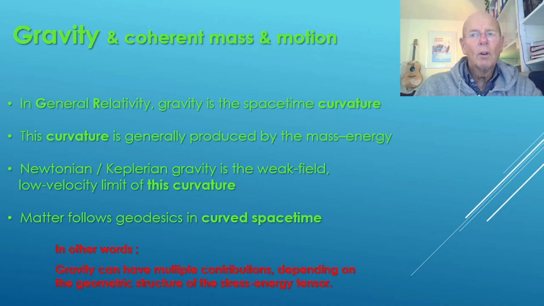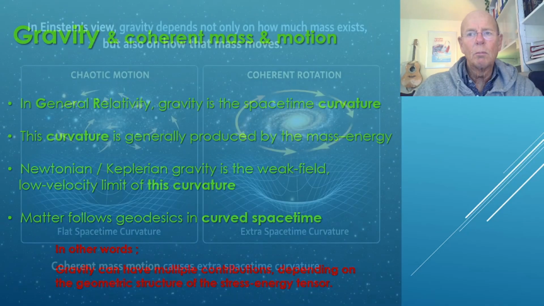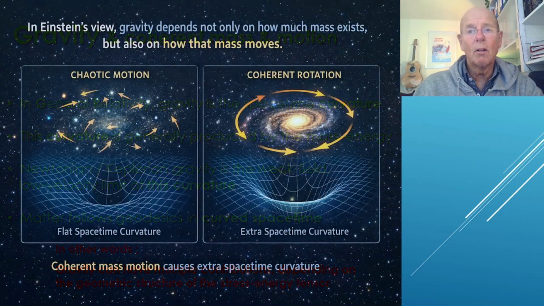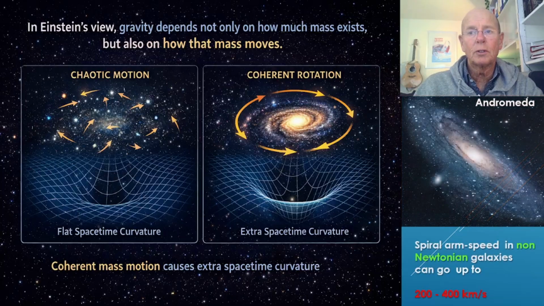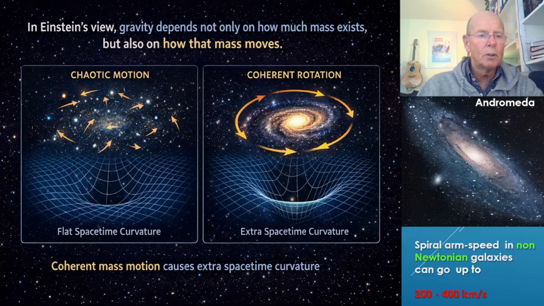The key point of CRAG is as follows. Gravity can have multiple contributions depending on the geometric structure of the stress-energy tensor. In other words, coherent rotation of mass, and only this phenomenon in a specific regime, gives rise to an extra curvature of spacetime. And this is what you can see in the pictures. On the left there is chaotic motion and on the right you see coherent rotation.